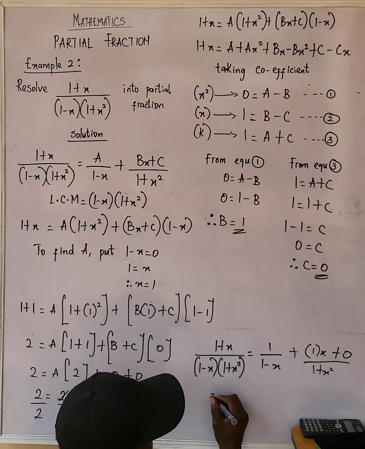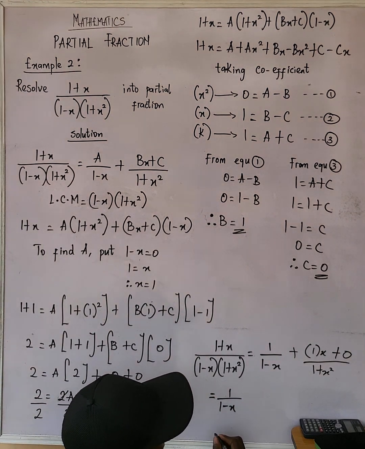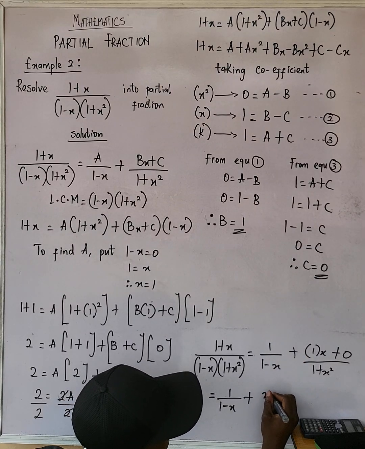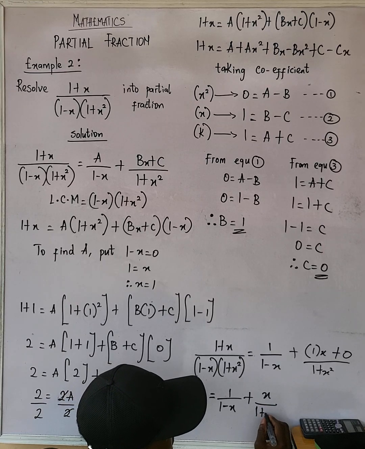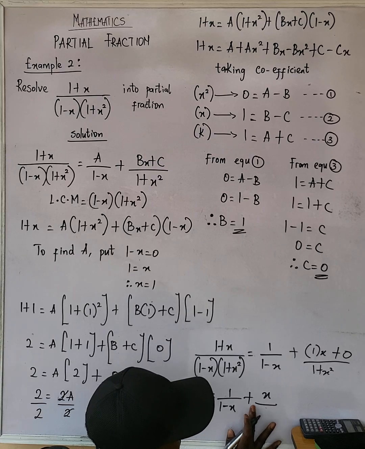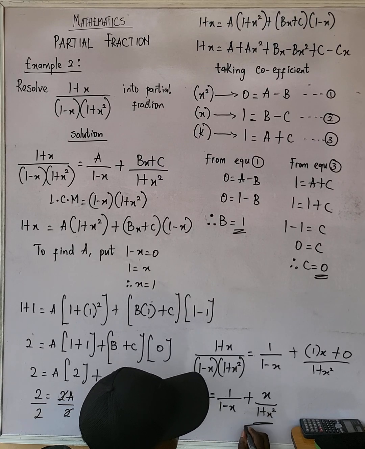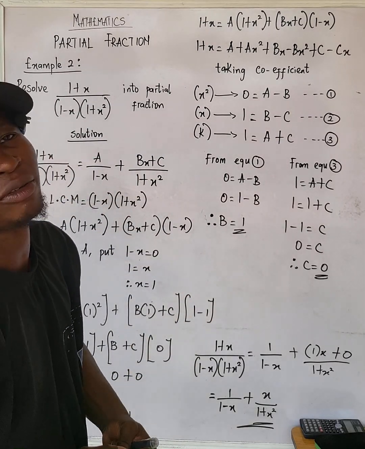So what will be your final answer? Here will now be 1 over 1 minus x, plus 1 multiplied by x, which is x, plus 0, that is x, over 1 plus x squared. And this is our final answer. So that's how you solve the partial fraction.